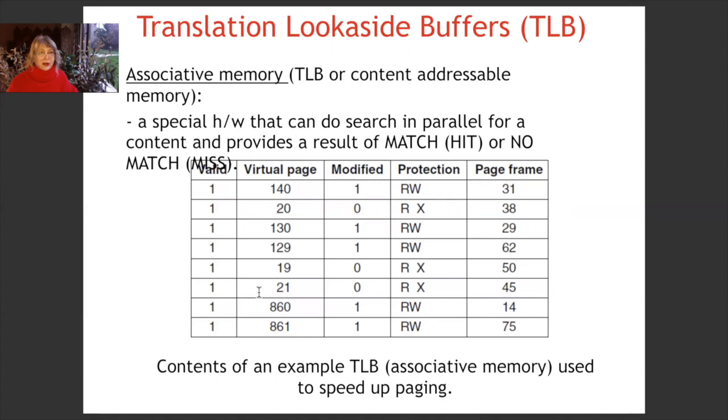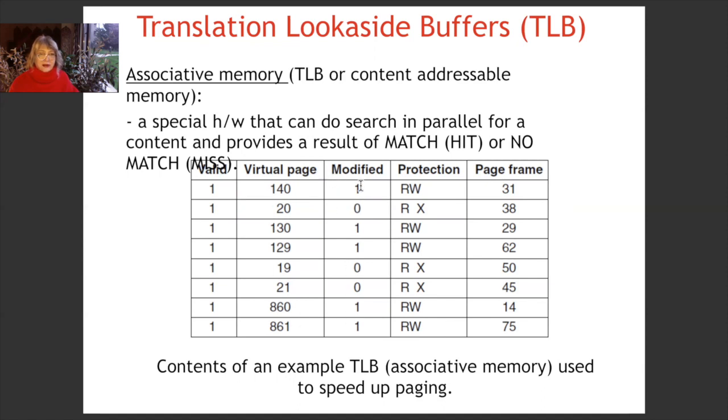For the last approach, we are going to use translation look-aside buffers, or in other words, associative registers or associative memory. These are also called content addressable memory. This is a special hardware that can do a search in parallel for a content and provides a result of match or hit, or no match, which is called a miss. So all this information may be stored in the associative memory.